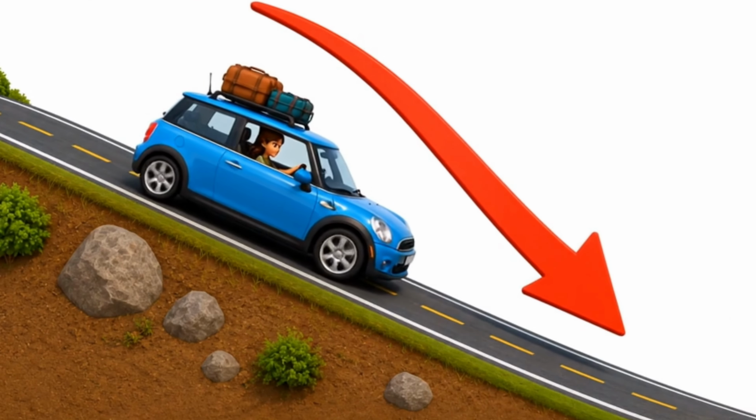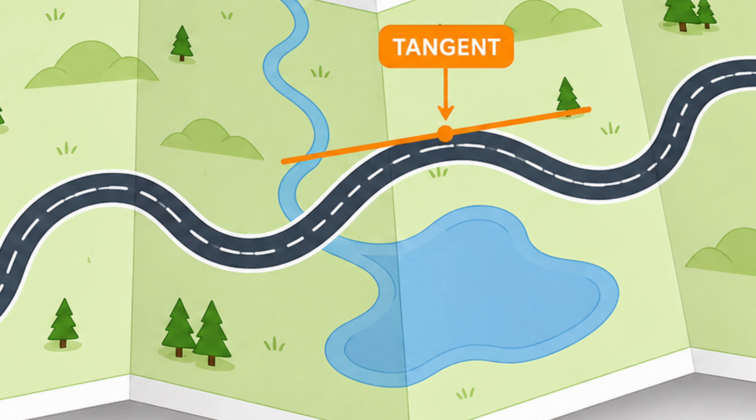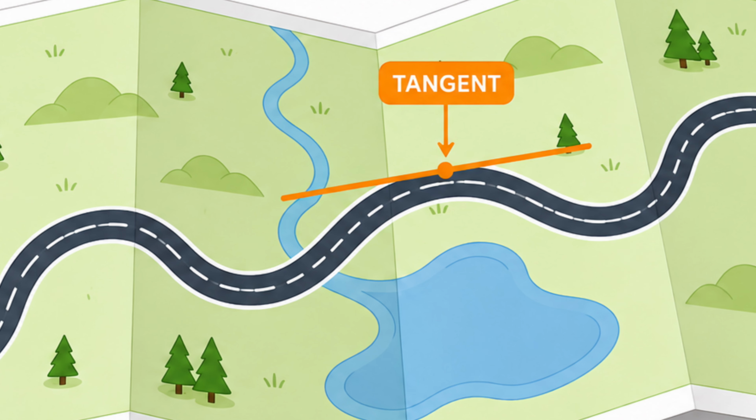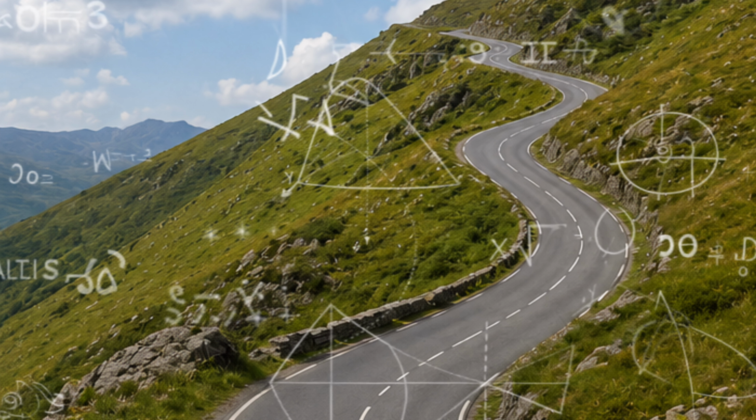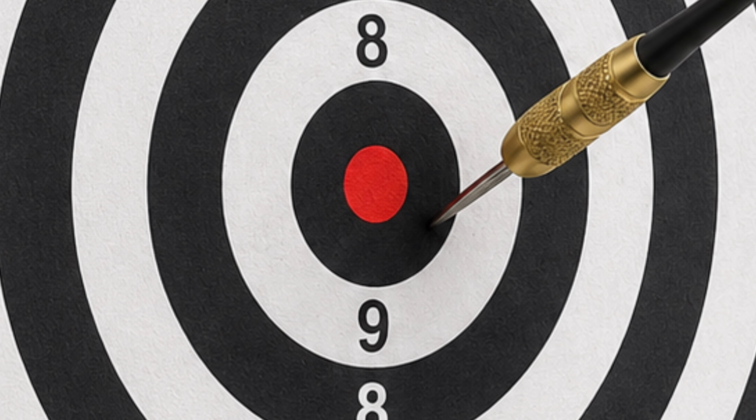Imagine you're planning the ultimate road trip through the mountains. Looking at the map, you can see the road twisting, climbing, and falling. If someone asked, "How steep is the road right here?" just looking at the map wouldn't give you an exact answer. You could draw a tangent line to estimate the steepness, but that's a bit like guessing how steep a hill is from a photo. You'd be close, but not exact.